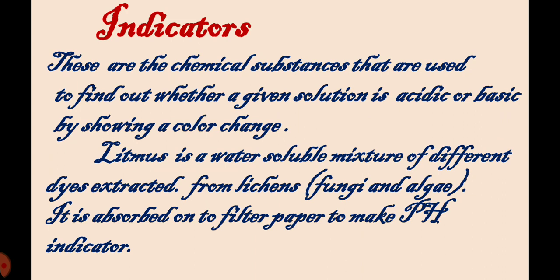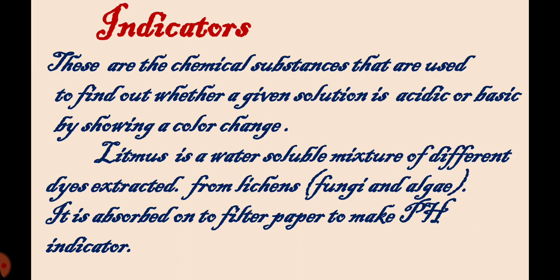Let us understand what these indicators are. These are the chemical substances that are used to find out whether a given solution is acidic or basic by showing a color change. So these indicators help us find out whether a substance is an acid or a base, and that is decided depending upon the color change.